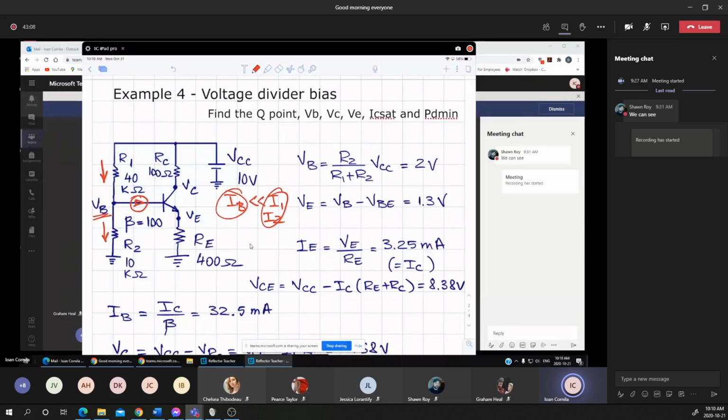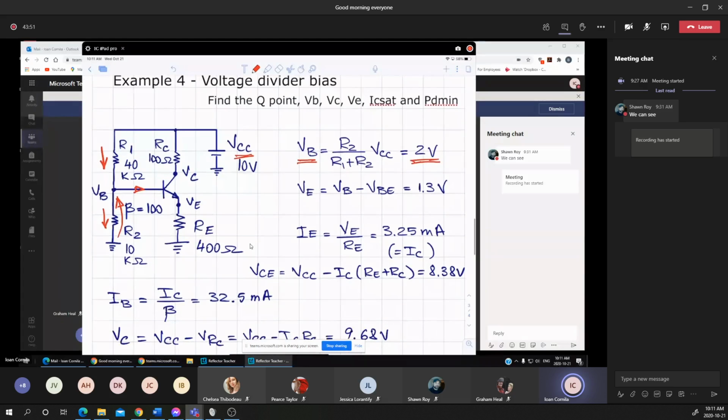That will be the first step in starting to solve the circuit that has a voltage divider, which is actually a series of R1 and R2. In order to find the VB across R2, I'm using the voltage divider rule: the resistance in question over the sum of the two resistances, multiplied by the VCC. That makes the VB, the potential applied on the base, 2 volts.